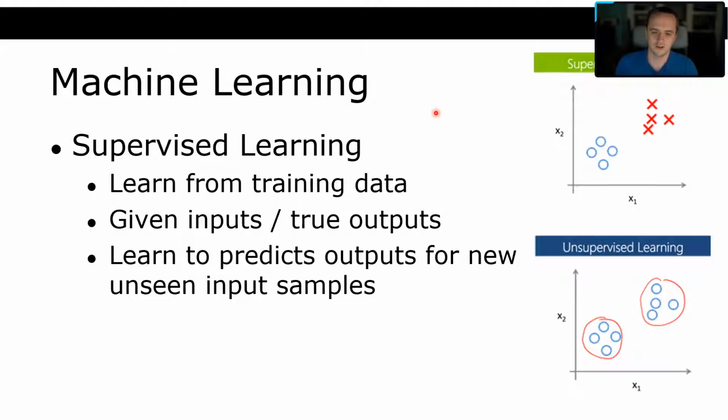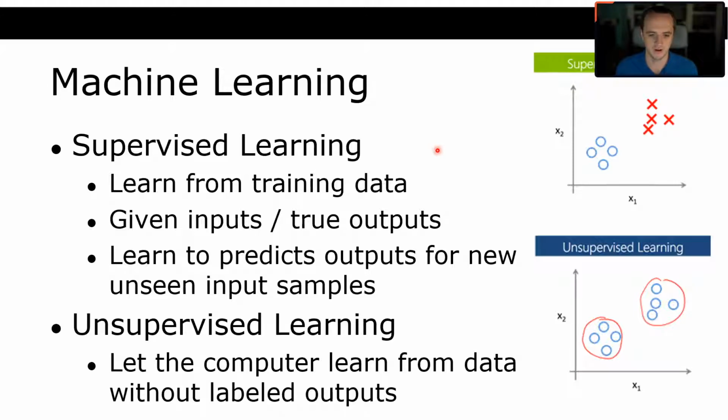So supervised learning, what you're doing is you're learning from training data. You're given some inputs and some outputs, and you're learning to predict the outputs for newly unseen input samples. And I'll give an example of that in a bit. In unsupervised learning, you're letting the computer or the algorithm learn from data without labeled outputs. Some examples of that can be clustering, for example. And I do have some examples of that as well.